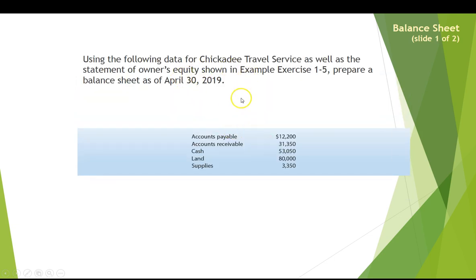Okay, so here's the data that was given to us. We have a liability, an asset, an asset, an asset, an asset.